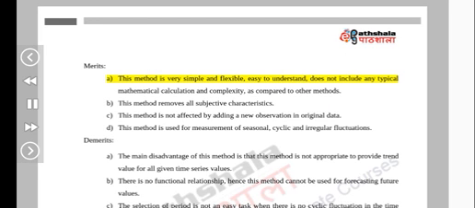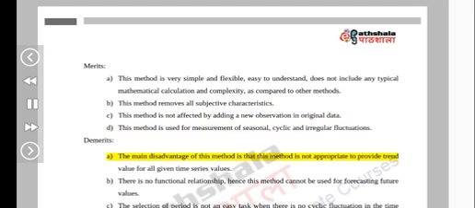Merits. A. This method is very simple and flexible, easy to understand, and does not include any typical mathematical calculation and complexity as compared to other methods. B. This method removes all subjective characteristics. C. This method is not affected by adding a new observation in the original data. D. This method is used for measurement of seasonal, cyclic and irregular fluctuations.